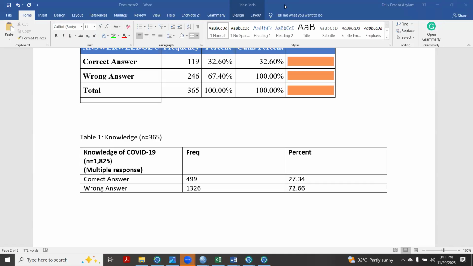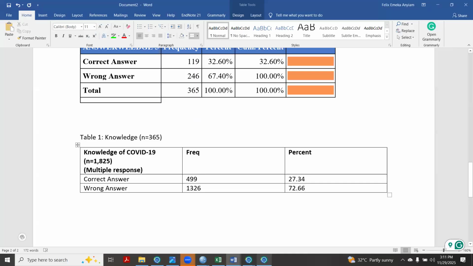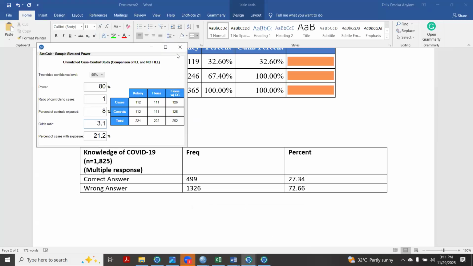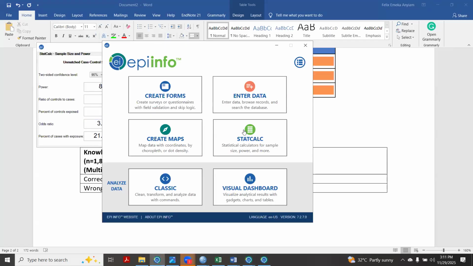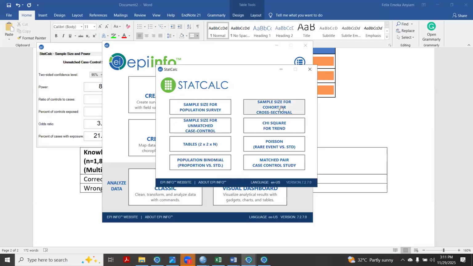All right, thank you. Someone asked, how do we calculate sample size for quasi-experimental study? Yes, quasi-experimental, you can use this one. Sorry, let me show you the one to use for quasi-experimental. You can use this one, sample size for cohort or cross-sectional. This one will do for quasi-experimental, because it's a comparative study.